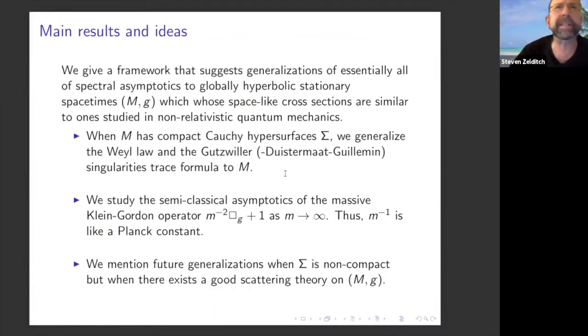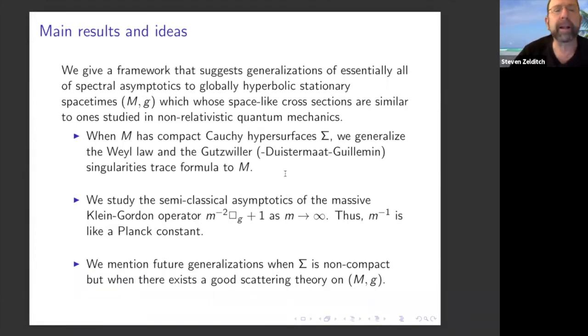So in order to separate out the main ideas from the techniques, those who are very familiar with Fourier integral operators and spectral asymptotics will not find that the techniques are particularly new. There are just some things that are new involving propagators in general relativistic settings. But much of the proof is very similar to Duistermaat-Guillemin. It's really more setting up the right framework for doing it that's different.